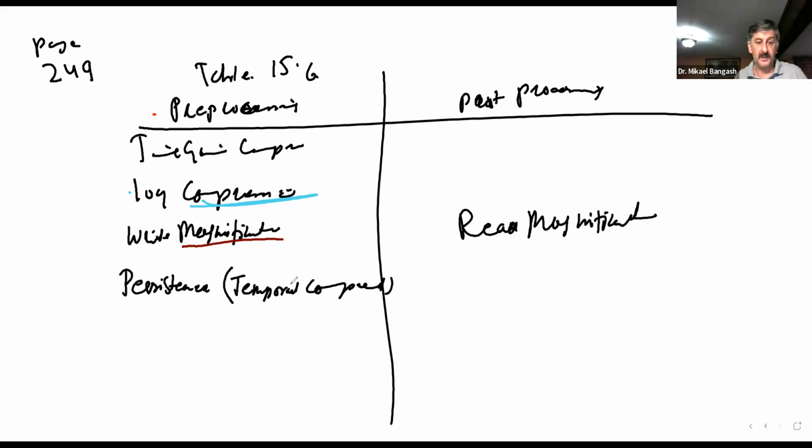Just like we had temporal compounding as an example of pre-processing, likewise we also have something that we call spatial compounding.